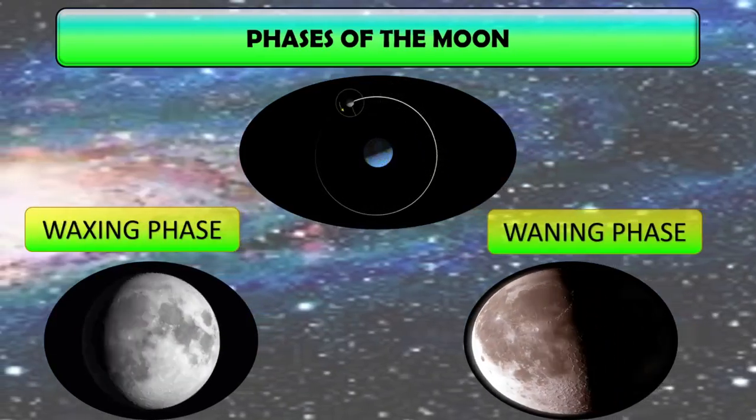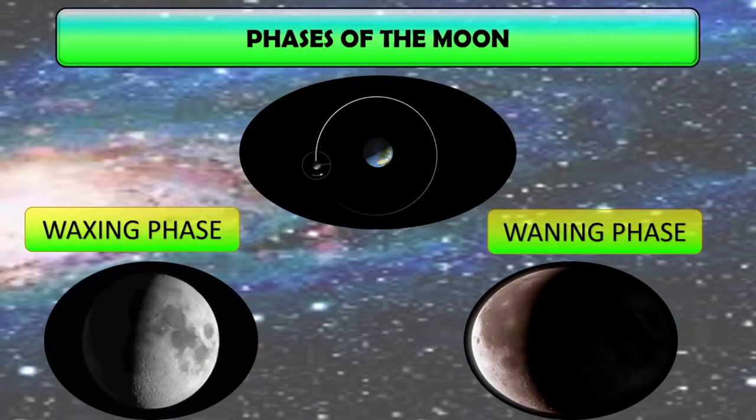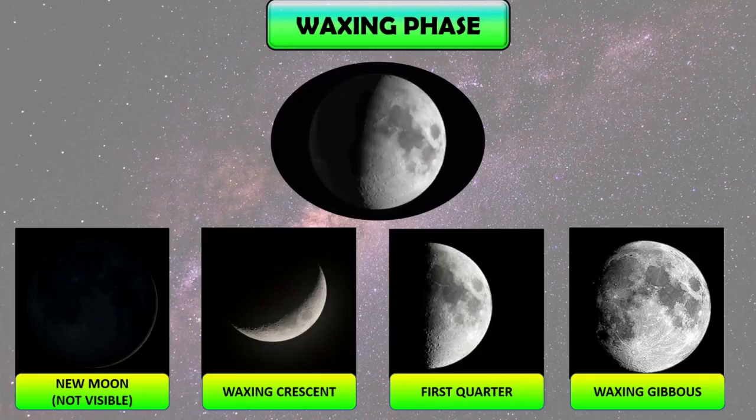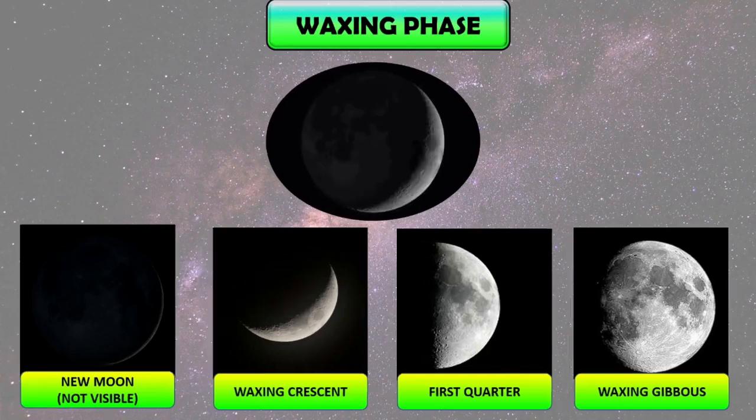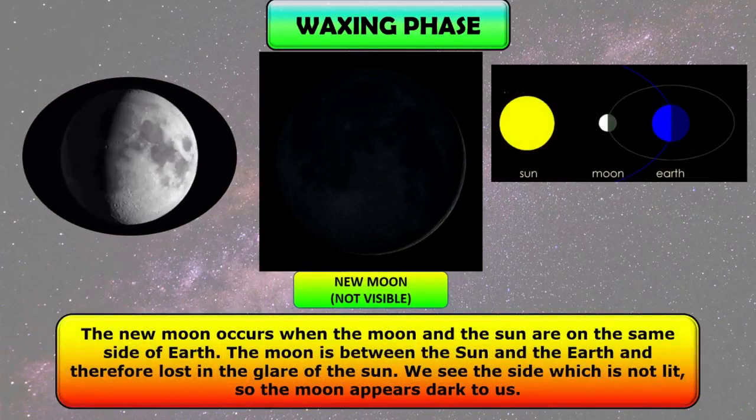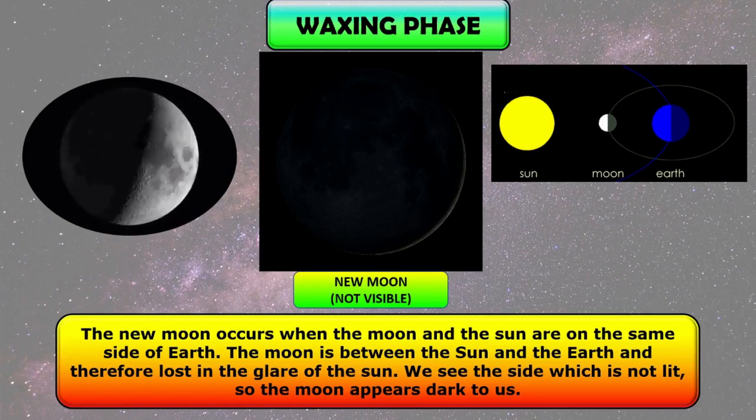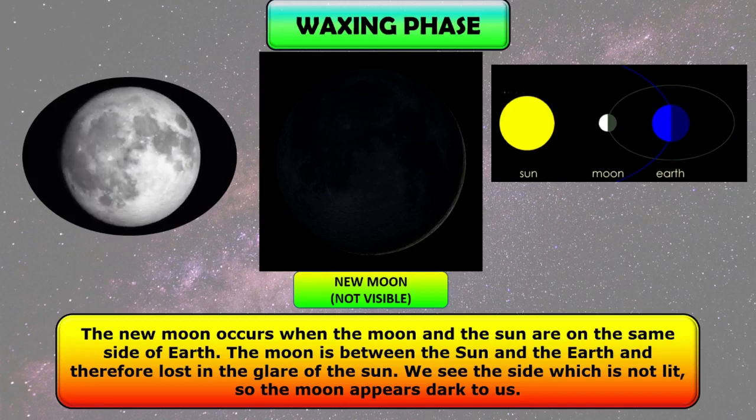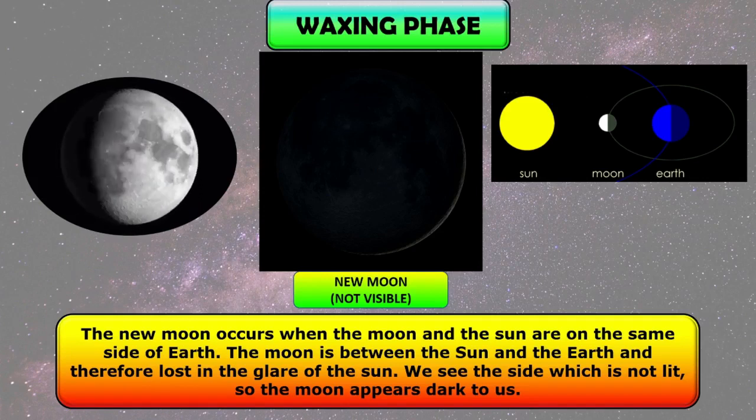Waxing phases of the moon. The cycle of the lunar phases begins with the new moon. The new moon occurs when the moon and the sun are on the same side of the earth. The moon is between the sun and the earth and therefore lost in the glare of the sun. We see the side which is not lit, so the moon appears dark to us.